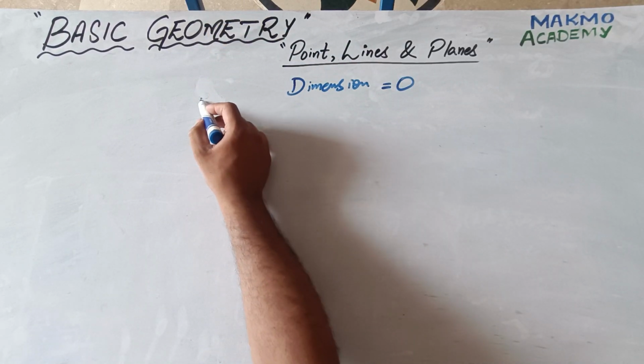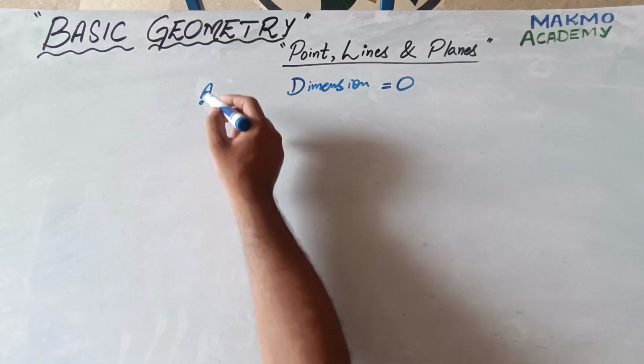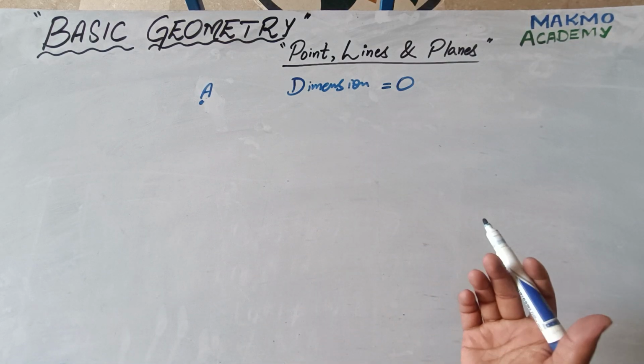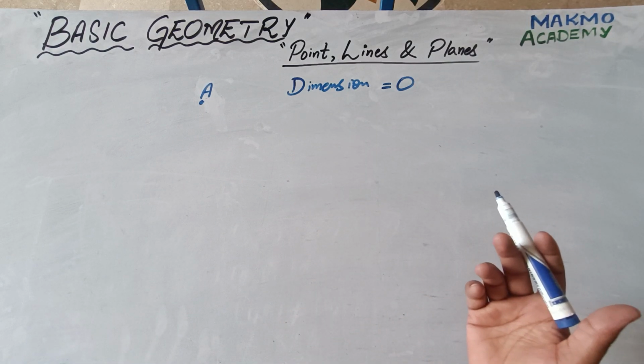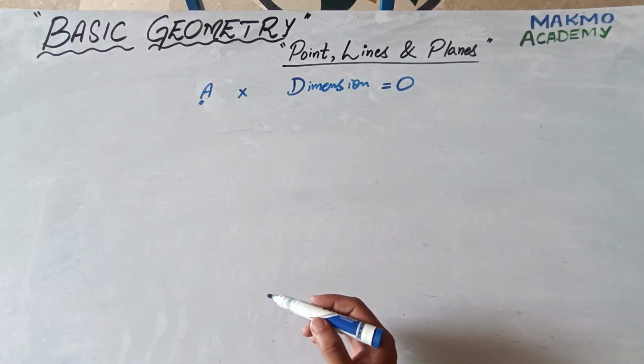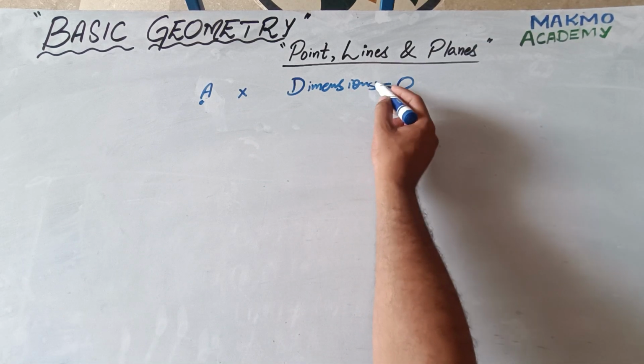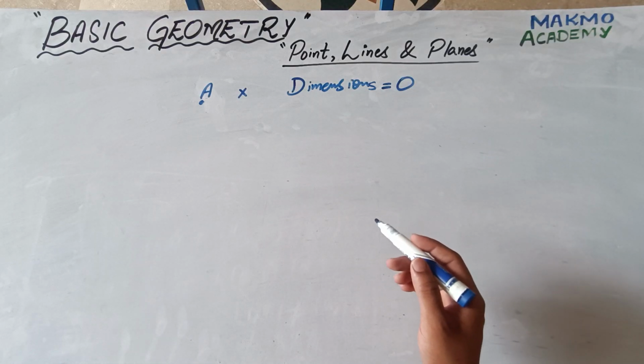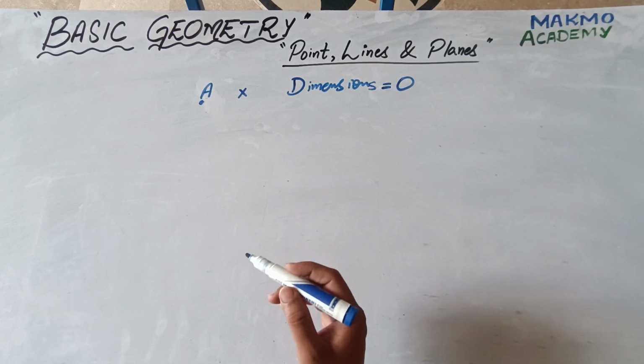A point is represented by a dot and can be labeled with a capital letter, any of the capital letters A till Z, and it can be represented by a cross as well. So how many dimensions does a point have? A point has 0 dimension. It tells us to locate the object.